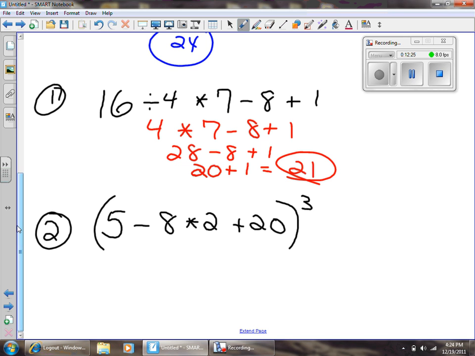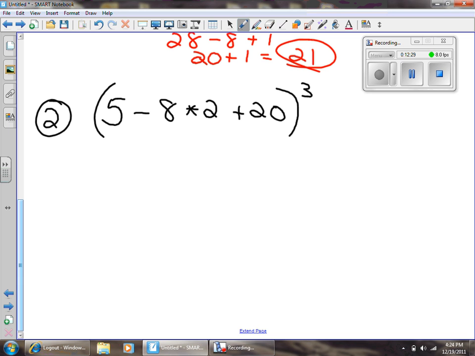All right, problem number 2. If you haven't gotten a solution yet, go ahead and pause. Otherwise, let it roll, and I'm going to do it next. I'm going to do my multiplication first. So it's going to be 5 minus 16 plus 20.